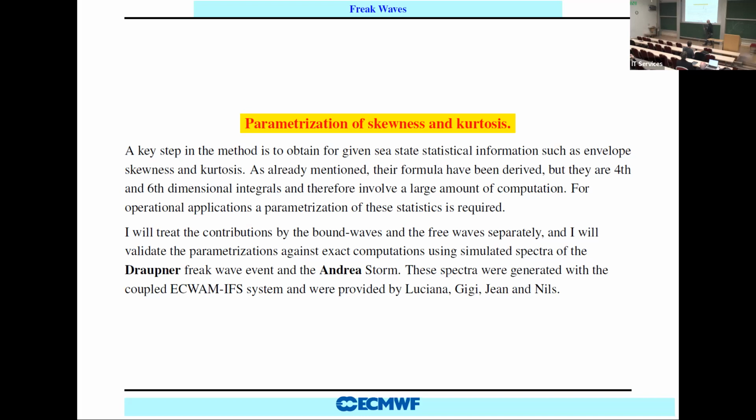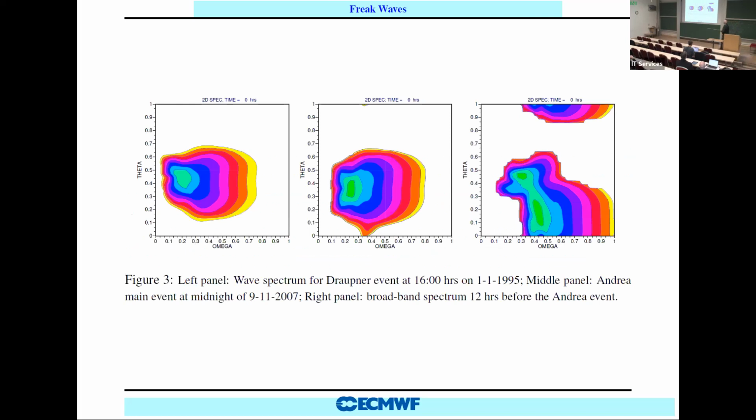So basically what we did, we used our atmospheric system at the European Center, which is coupled to an ocean wave model called ECMWF. And IFS is the Integrated Forecasting System of the European Center. So we use this coupled system to generate spectra for those events, for the Draupner case and the Andrea case. And that I regarded as the truth spectra. And then I use those spectra to generate kurtosis and skewness and try to make a parameterization of it.